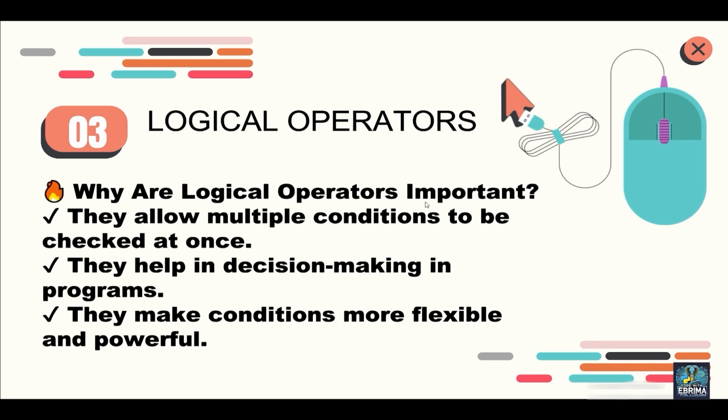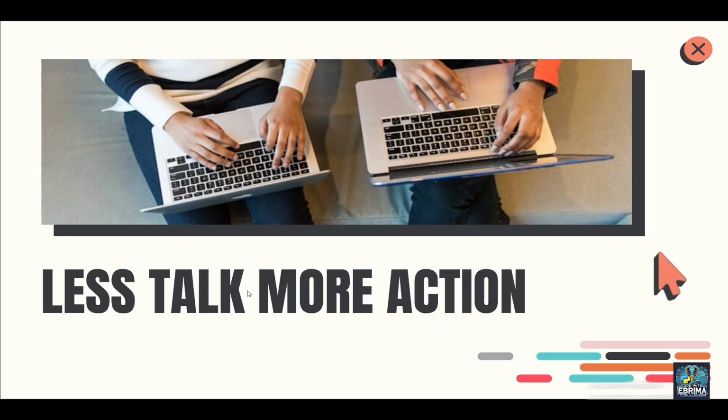So why are logical operators important? Number one, they allow multiple conditions to be checked at once. They also help in decision making in programs. And finally, they make conditions more flexible and powerful. All right, so let's go to the other side and take a closer look at what it is. So let's talk more action.